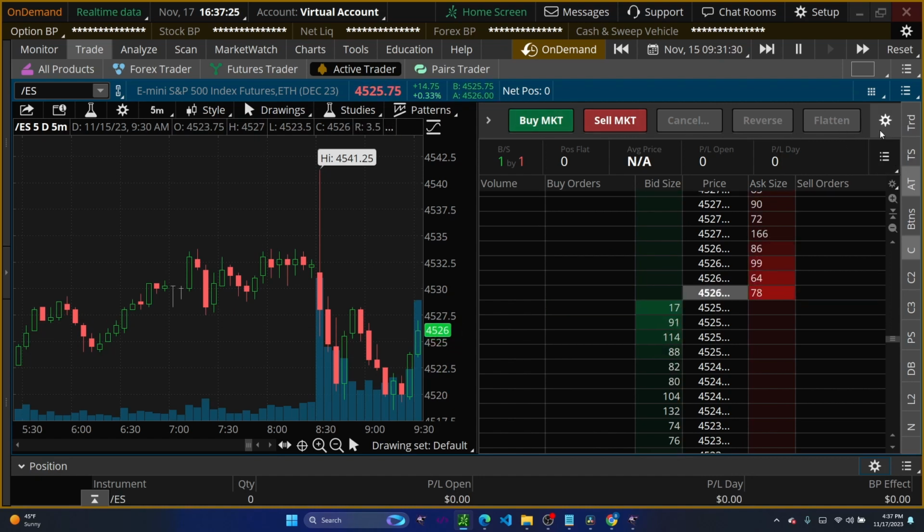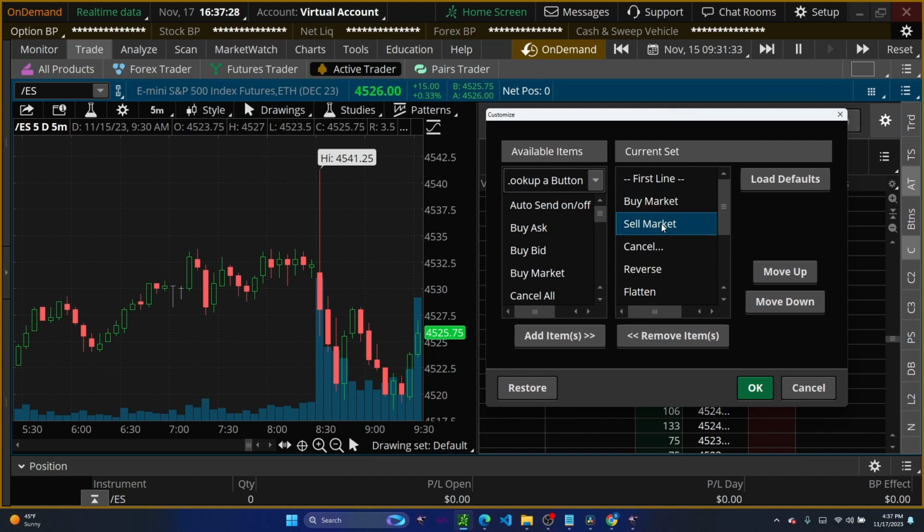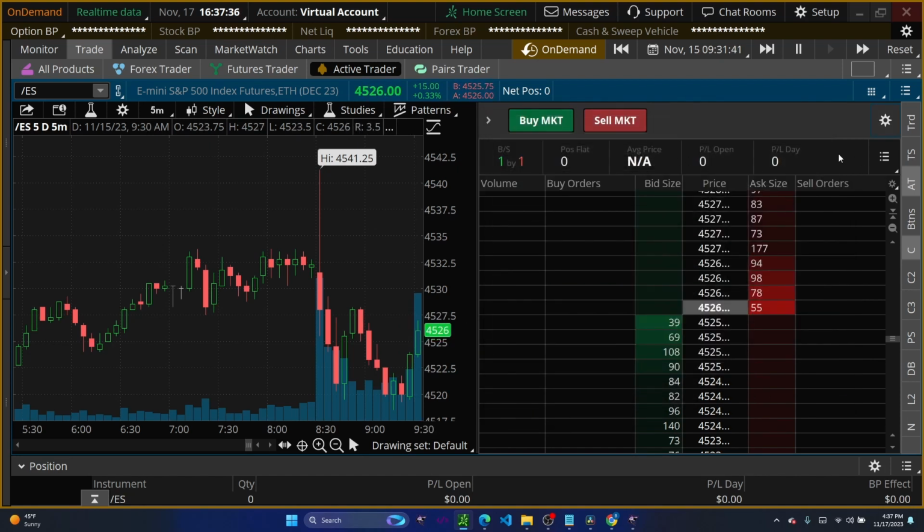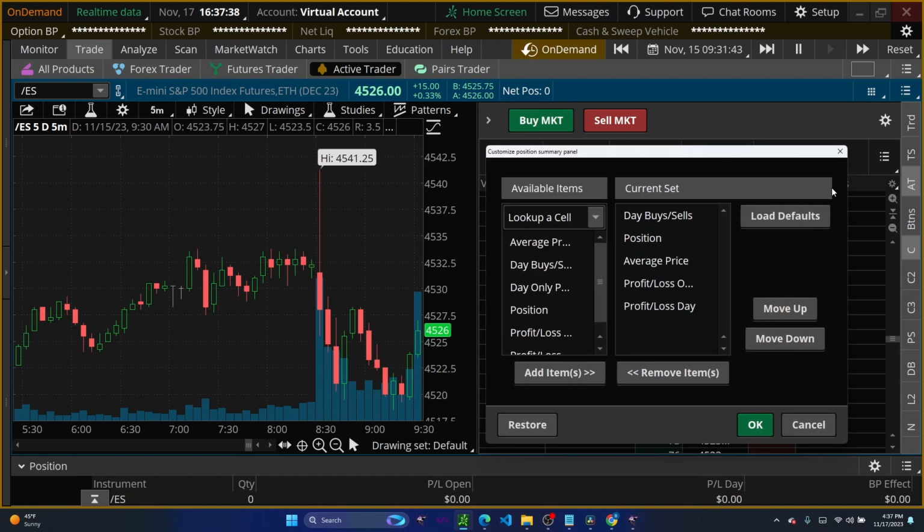So right after this, the next part is we're also going to clear up this space. For this, we're going to keep the buy market and sell market. We can remove these buttons. And then this part you can keep as you want, it's just my preference, but this one is really important. I usually like daily buy and sells on the bottom, P&L day to be on top, and positions here.